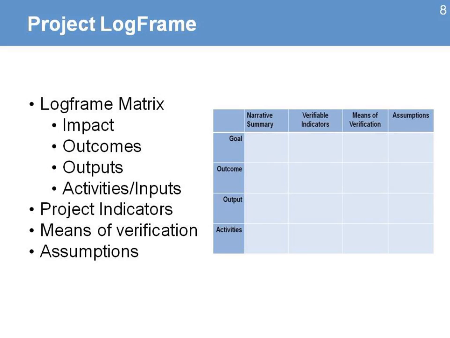On the LogFrame, you're going to have more information. That's where you'll have information about the impact, the final goal of the project, the outcomes, the outputs, and all the activities or inputs that were designed in order to produce those goals. Also become familiar with the project indicators, the means of verification and assumptions that were identified at the moment the project was designed.